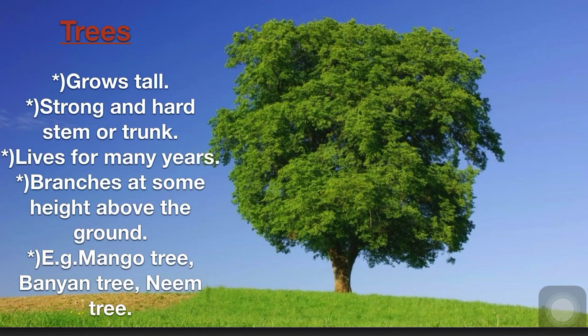Let us see about trees. Some plants grow tall. Their stem or trunk is hard and strong. They have branches at some height above the ground. They bear flowers and fruit for many years. Such plants are called trees. Trees are tall, big, and perennial. That is, they live for many years.